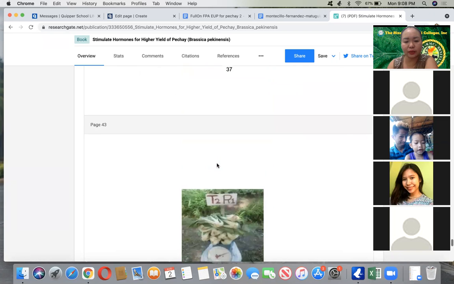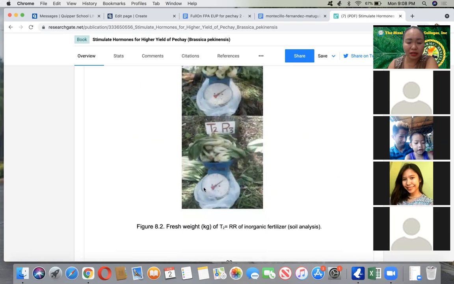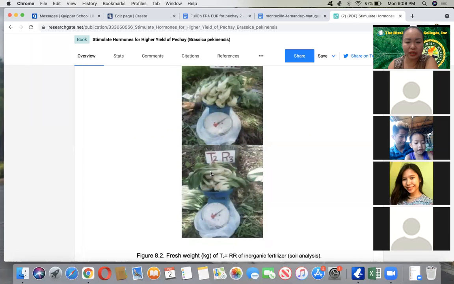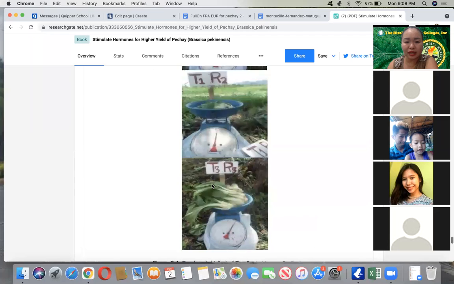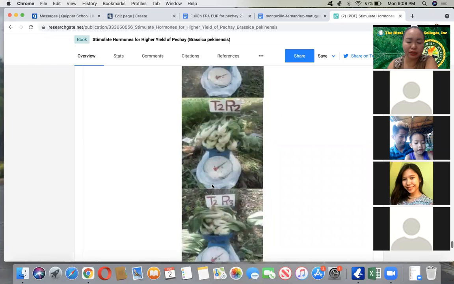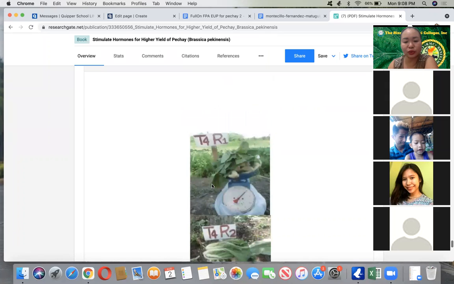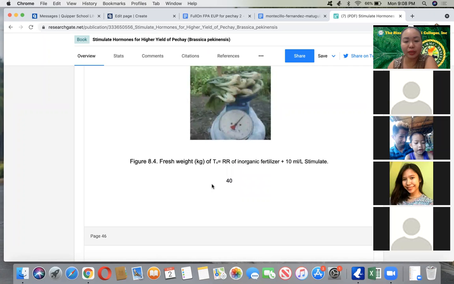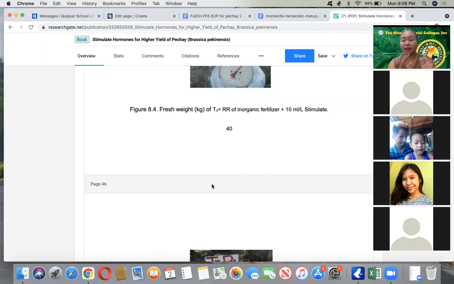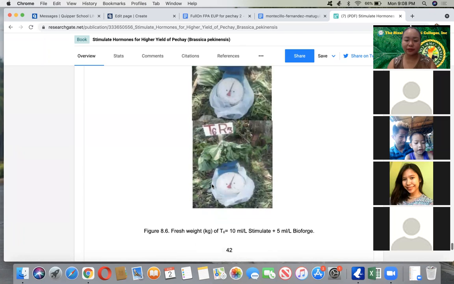There, fresh weight. Although I really don't like how she presented the different treatments in terms of fresh weight here. As you can see, you can't really see the difference, but for the sake of it she took a photo just to show you. But I would not recommend this type of presentation. You should arrange it, take a representative, or at least arrange it in one photo session, like what I've shown you earlier.